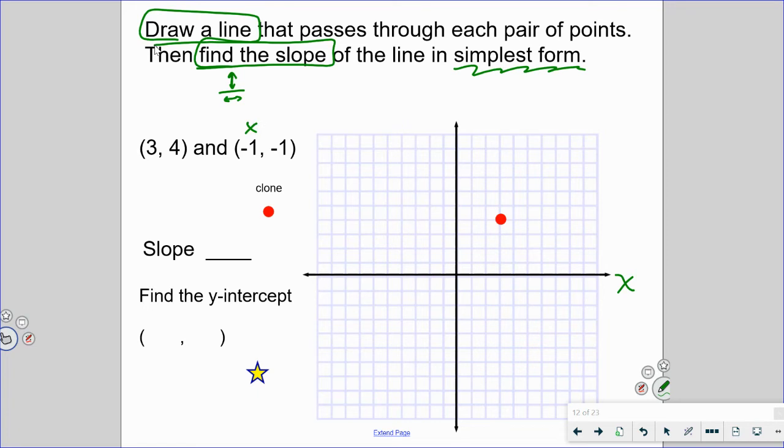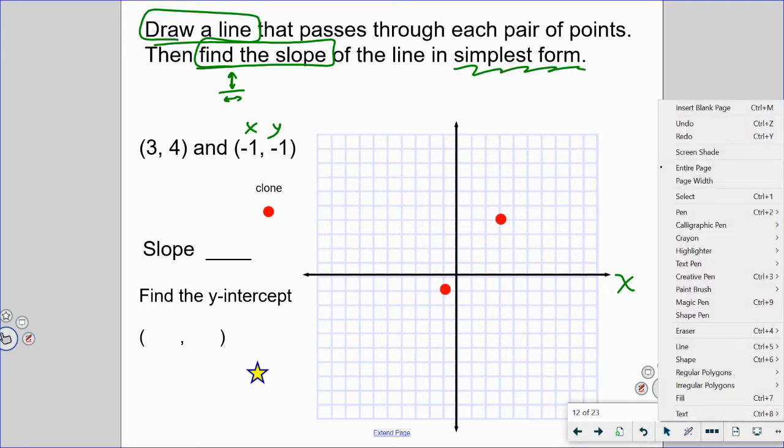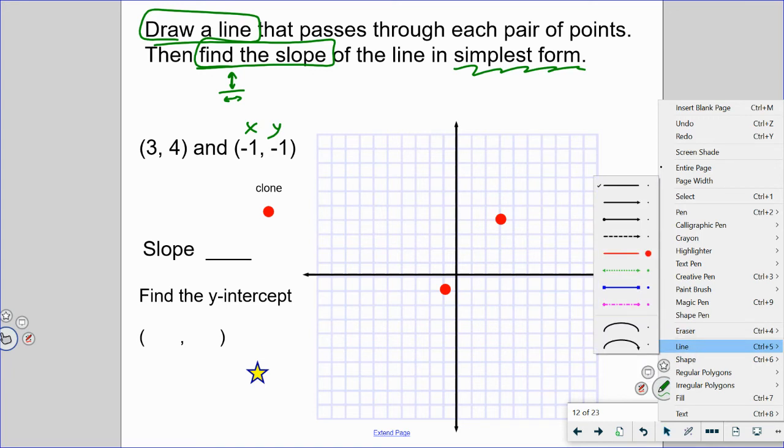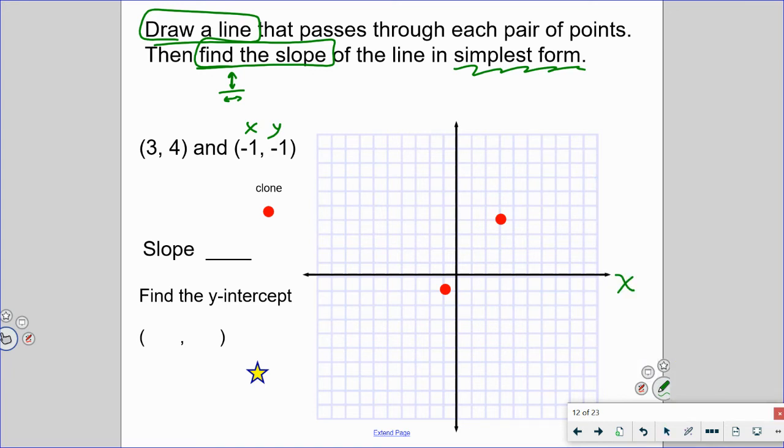Now let's go ahead with -1, negative. Well, that's not so bad. -1 goes to the left, -1 goes down. And so at this point, you can take out your straight edge, take out your ruler. If you're doing this online, there's a nice little line function online where you can, let's see here.